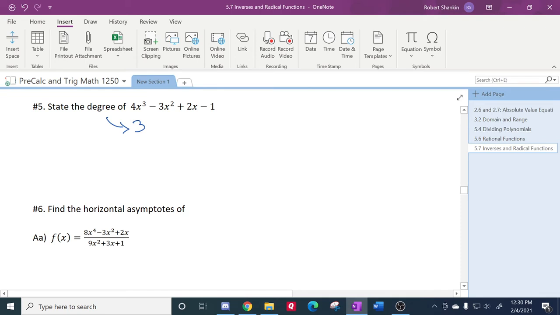And practice quiz problem, we'll start with number 6. Find the horizontal asymptotes, or asymptote of this function.